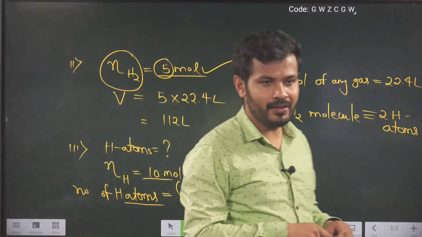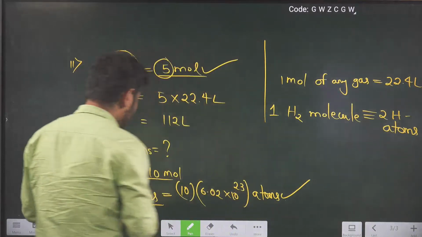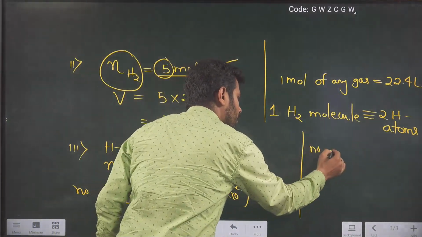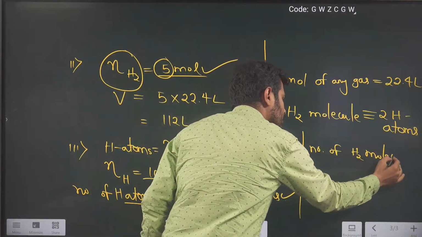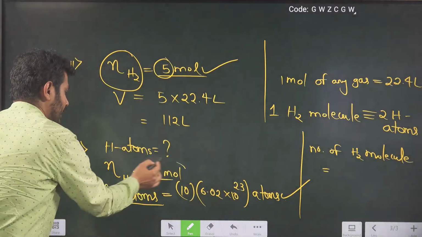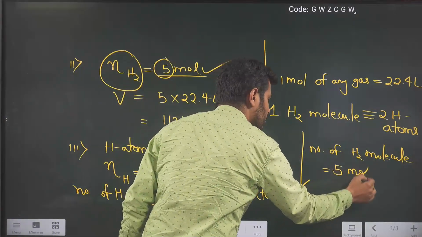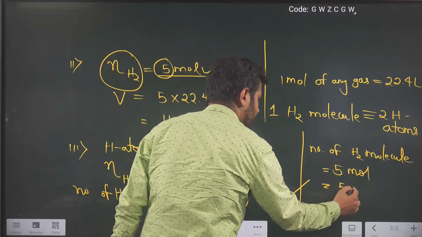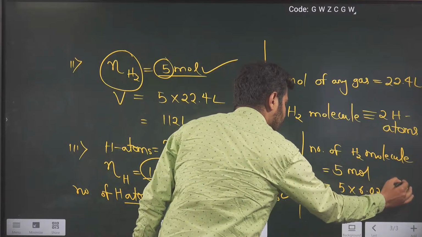Varsika, very good. 5 moles, yes, 5 into Avogadro number. That is the number of molecules. Number of hydrogen atoms is this, and number of H2 molecules will be how much? Here we have got 10 moles of hydrogen atom and 5 moles of hydrogen molecule. 5 moles means 5 into 1 mole, which is 6.02 into 10 to the power of 23. These many molecules.